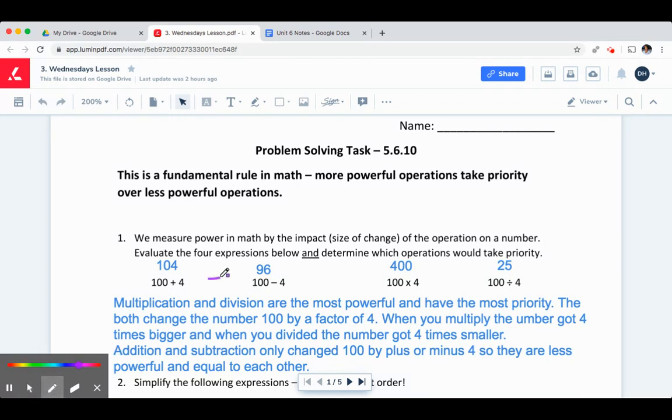So I'm going to put an equal sign between addition and subtraction because those two operations are equally powerful. And then I'm going to put the inequality sign that shows that they are less powerful than multiplication and division. But we know that multiplication and division are equally powerful to each other. So that's important to remember. Addition and subtraction have the same amount of power, but they are less powerful than multiplication and division. And multiplication and division also have the same amount of power.